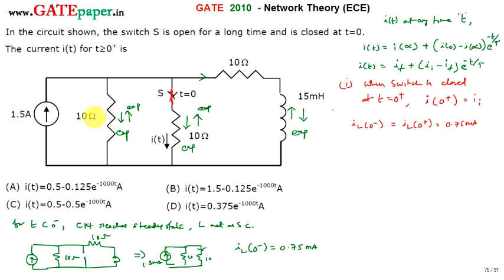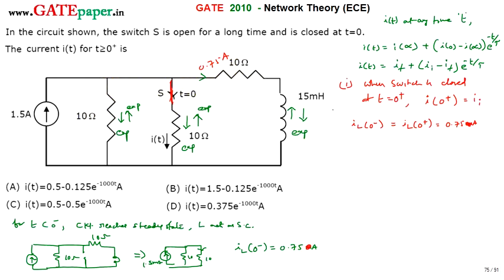So this is 1.5 amperes. This is amperes, not milli. It is simply amperes. Okay, so 1.5 amperes. Out of that, the current flowing through this one is 0.75 amperes. So what is the remaining current? 1.5 minus 0.75. That 0.75 current has to go through these two resistances.